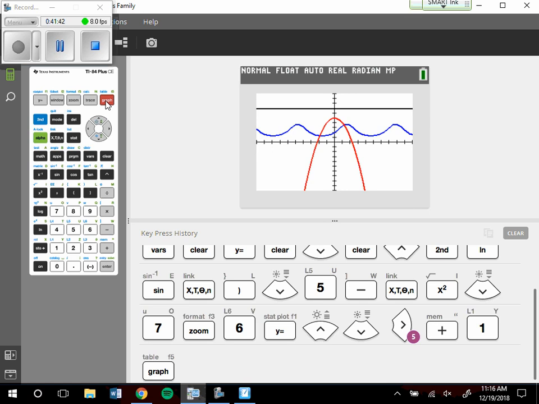So here's the area, and here's the axis I'm rotating around.